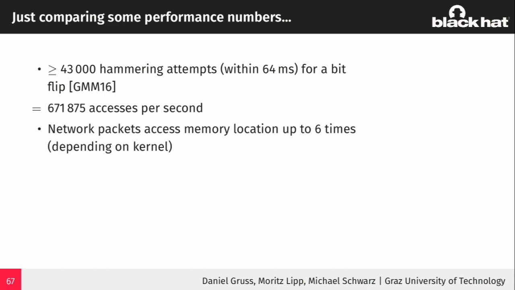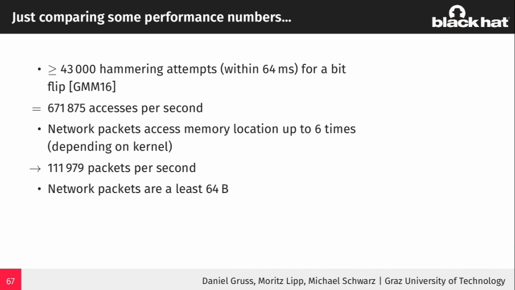While handling network packets, we actually access the same memory location up to 6 times, depending on the specific kernel that is used. So that means if we can handle something like 111,000 packets per second, we could theoretically do something there, right? But network packets have at least 64 bytes, so we need something like 57 megabit per second. That sounds really unrealistic. Who has a 57 megabits per second connection somewhere?